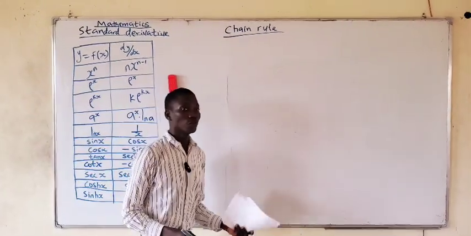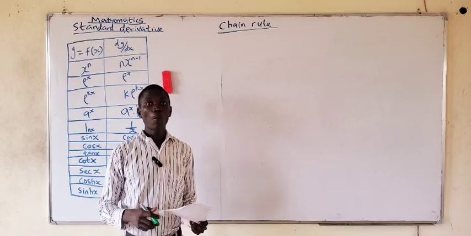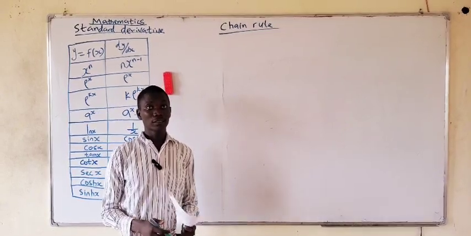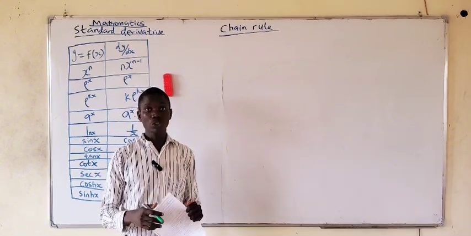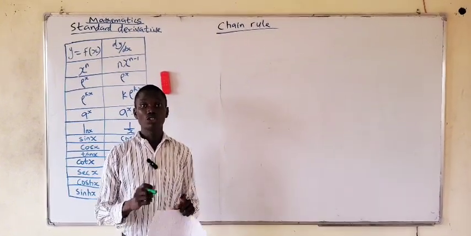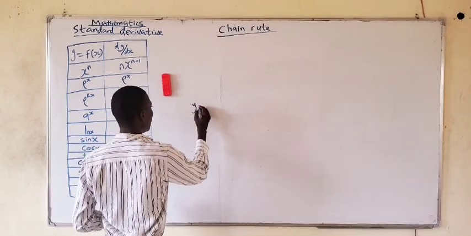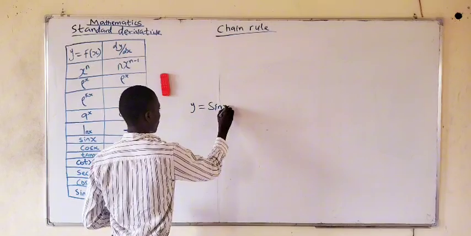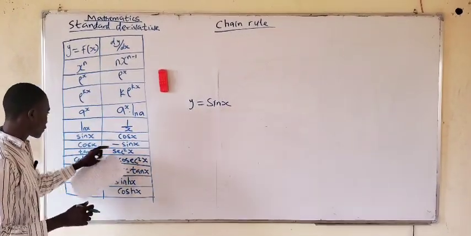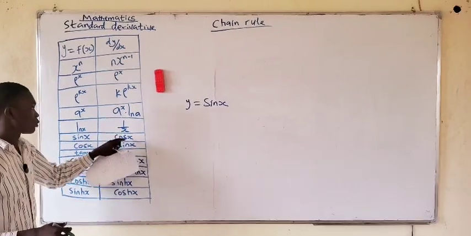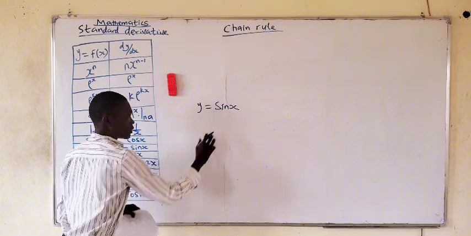Okay, what is chain rule? Chain rule is used when we have composite functions. What I mean is that when y is not a direct function of x, we make use of chain rule. For example, if y equals sine x, you can easily differentiate this to give you cos x. It's standard. Anytime you differentiate sine x, it will give you cos x.